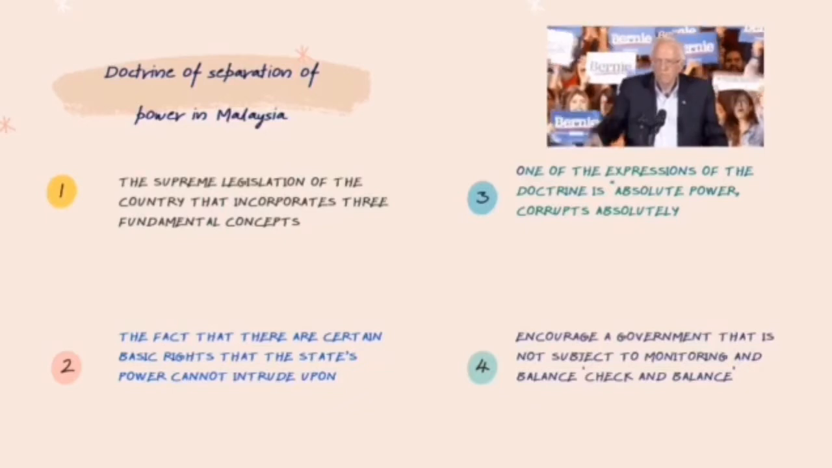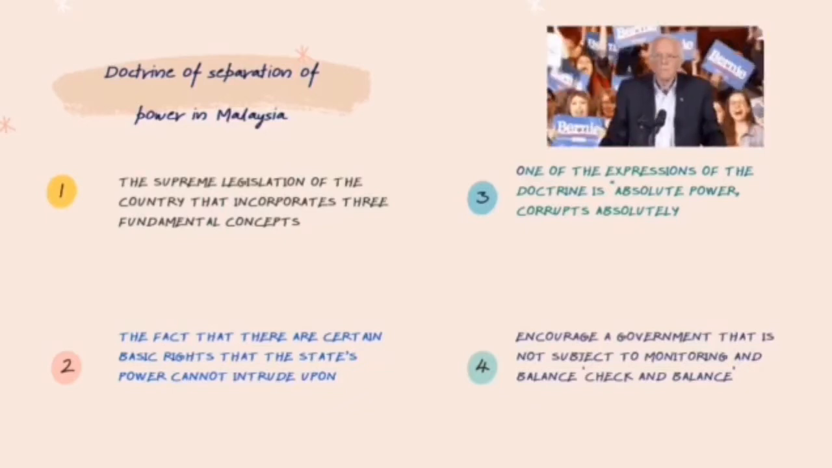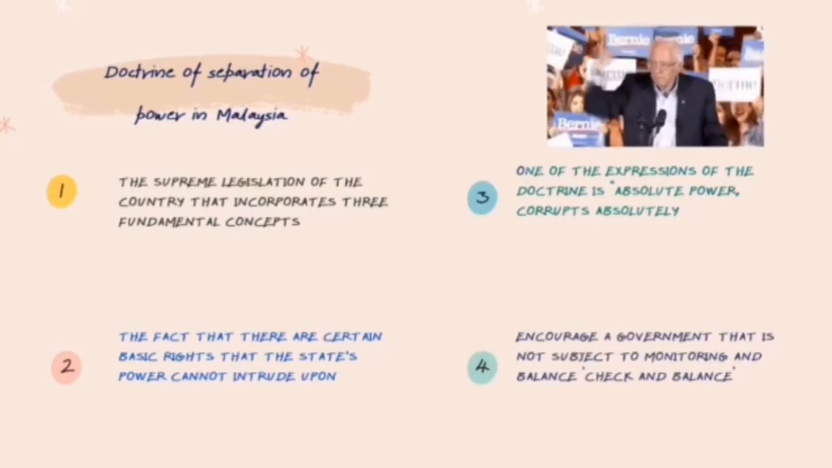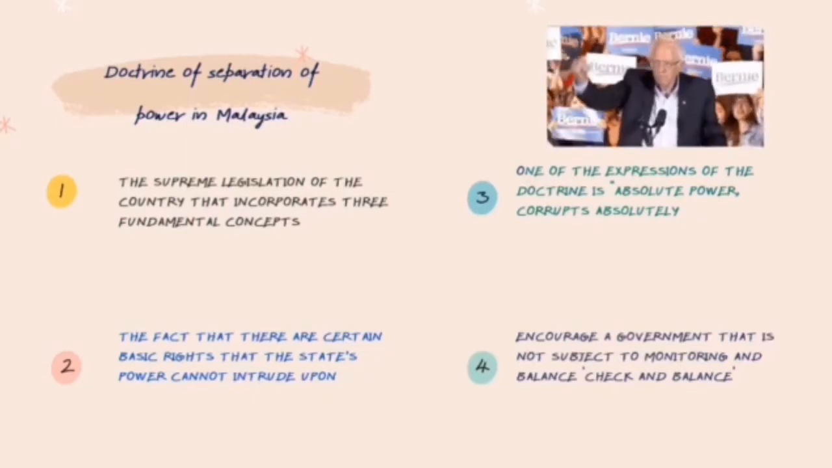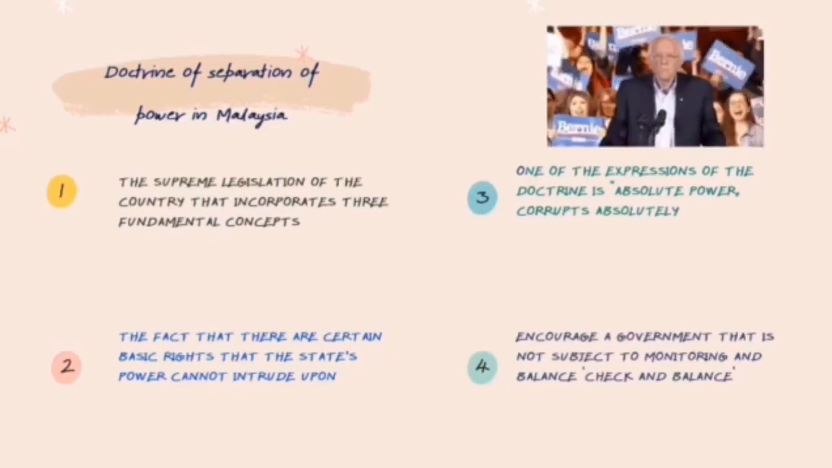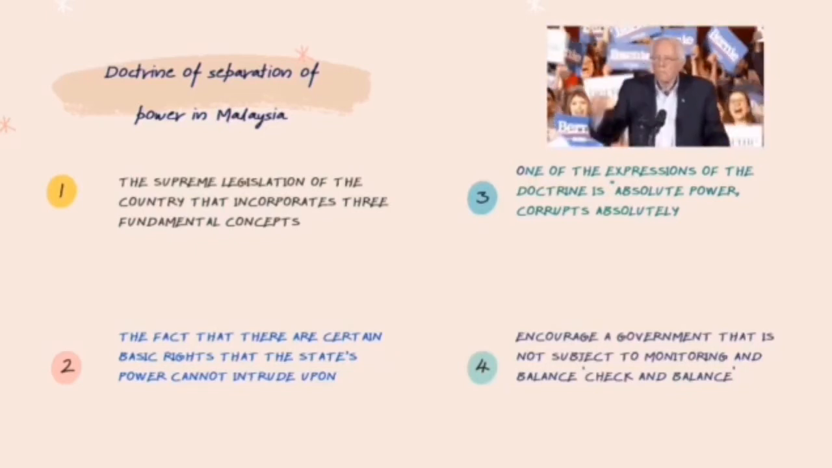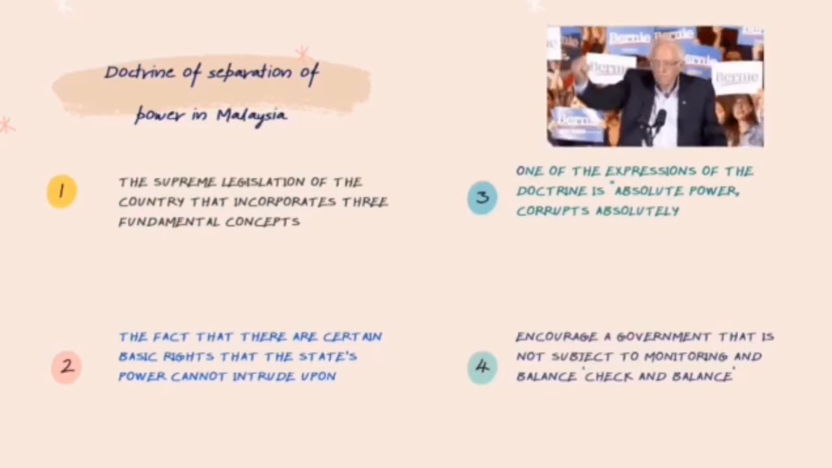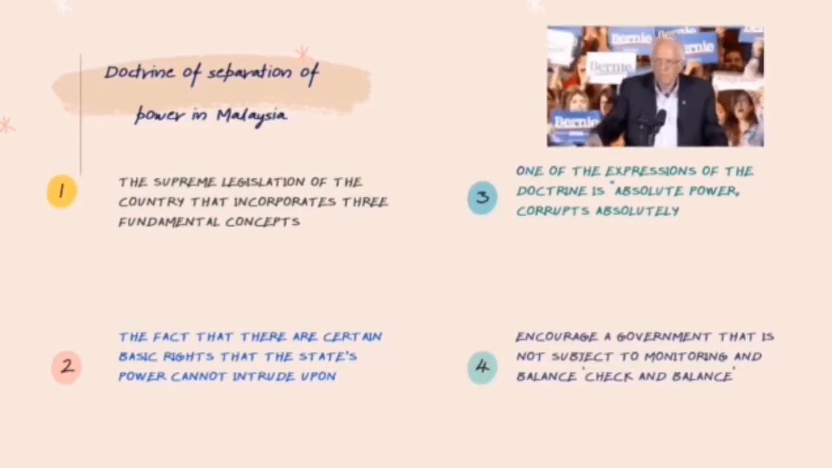One of the expressions of the doctrine is that absolute power corrupts absolutely. In other words, when a power such as the power to govern, legislate, and adjudicate disputes is placed on a person or an organ only, and government is not subject to checks and balances, this will open the door for a government to abuse power for autocratic rule.